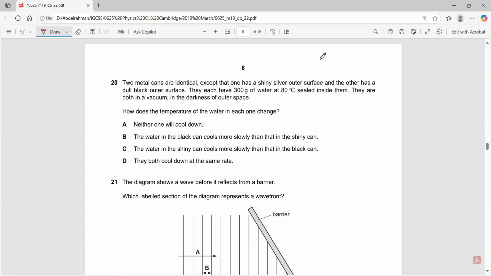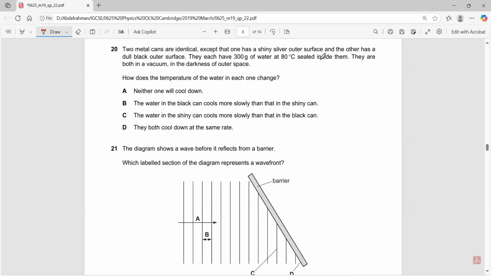Okay. Question 22. Metal cans are identical except that one has a shiny silver outer surface and the other has a dull black surface. They each have 300 grams of water at 80 degrees sealed inside them. They are both in vacuum in the darkness of outer space. How does the temperature of the water in each one change?